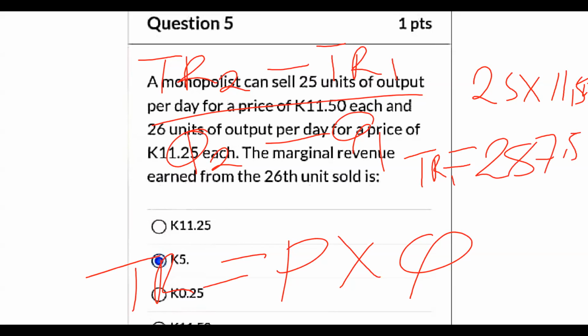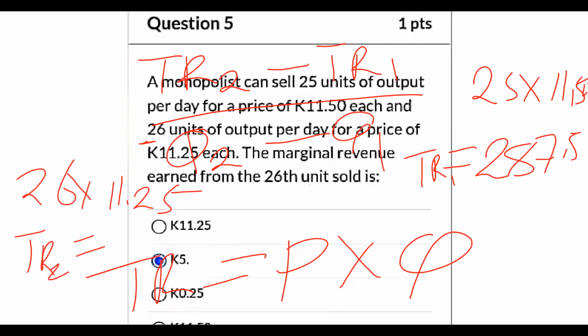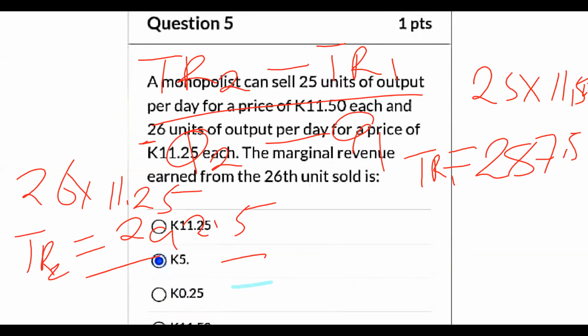So the second one, it means the price will be 11.25, then the units are 26, right? So say 26 times 11.25. What do you get as the total revenue? 292.5. All right. So we have found these, and now we can plug into our formula.